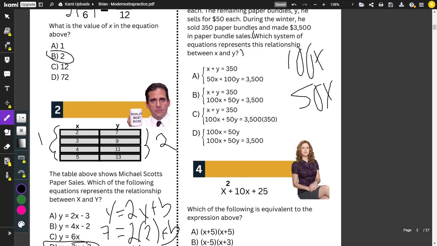So we can immediately cross C and D out because we're not multiplying 3,500 by 350, and we're not setting anything equal to each other besides this, right? So we can cross C and D. All right, and then we can see that A and B only differ by this portion. And as we wrote in these two numbers, we can see that x is 100 and y is 50. So our answer choice is B.